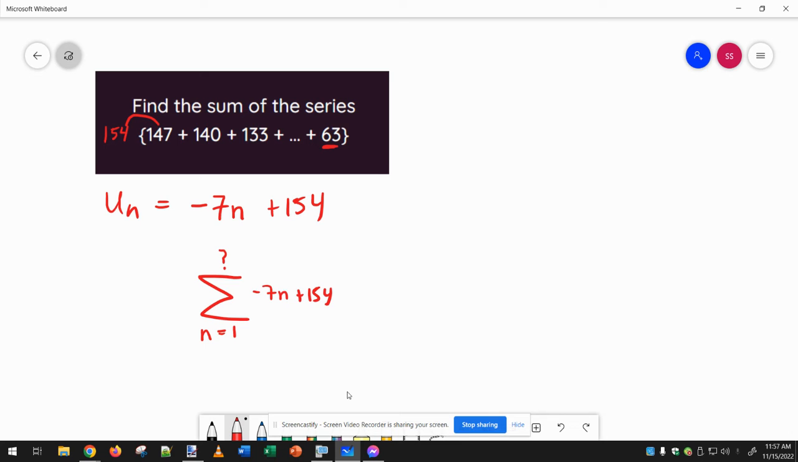Again, the problem is I don't know where this stops. So I do have to set up an equation and say 63 equals the first term plus the common difference, which in this case is 7, and then do n minus 1. So just using our original formula that says this.